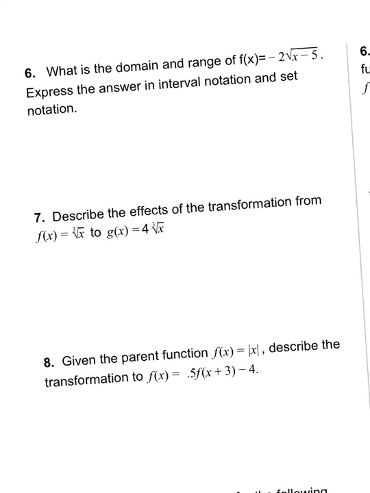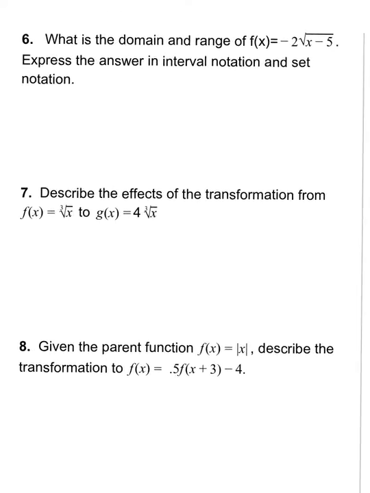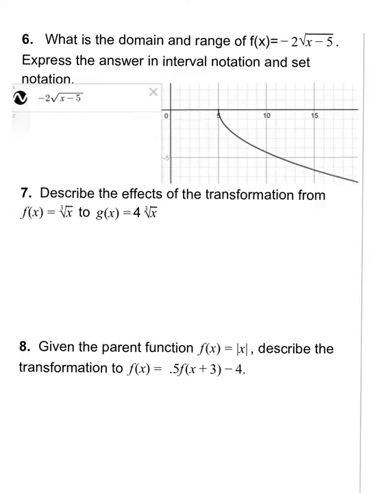Let's move on to number 6. What's the domain and range of negative 2 times the square root of x minus 5? Express the answer in interval notation and set notation. So guess what I'm going to do? I'm going to graph this. Okay, so you can see that when I graphed it, it did 3 things. It reflected over the x-axis, a vertical stretch by a factor of 2, and went right 5.